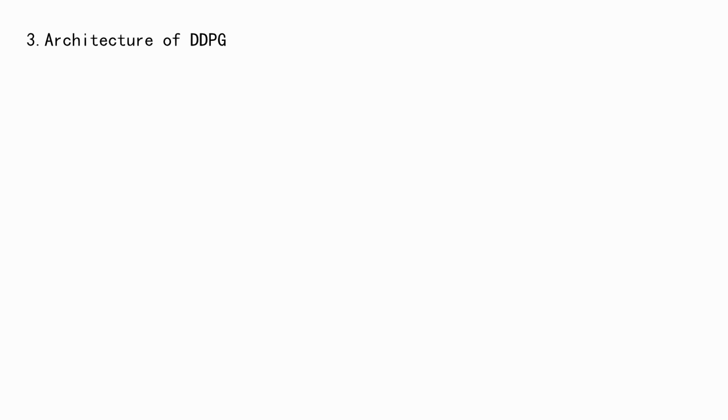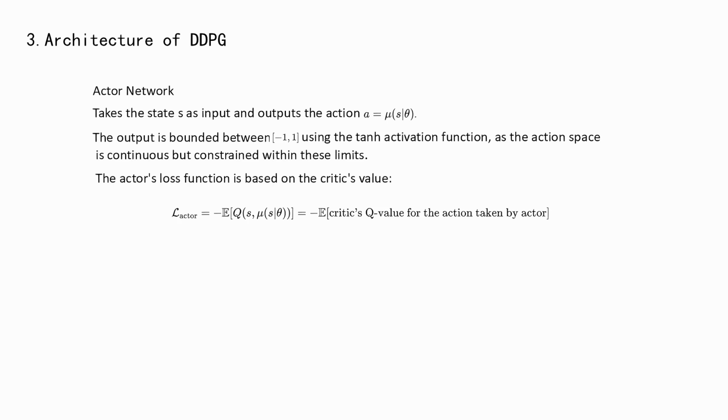DDPG uses the Actor-Critic framework, and each component has both a main network and a target network. The Actor network takes the state s as input and outputs the action a. The output is bounded between -1 and 1 using the tanh activation function, as the action space is continuous but constrained within these limits. The actor's loss function is based on the critic's value as follows.